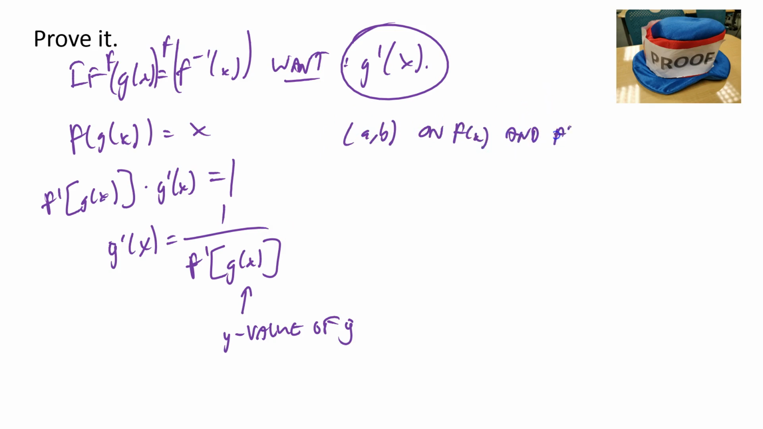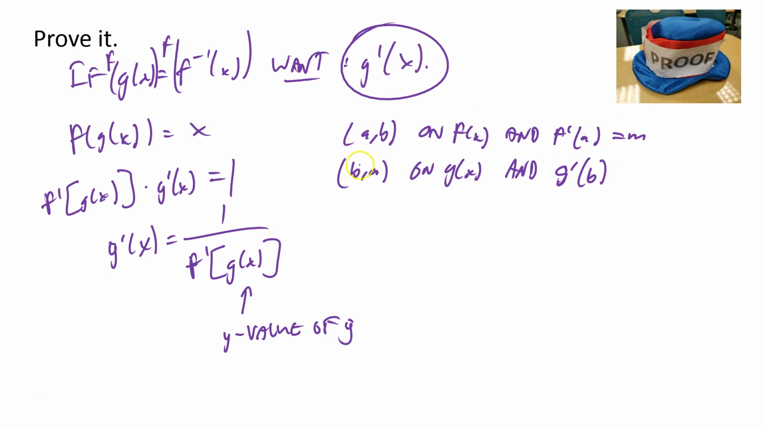So what this tells me is if (a, b) is on f of x, and f prime of a, let's say, is equal to m. So if (a, b) is on f of x and the derivative at a is equal to m, that means that (b, a) is on g of x, which is our inverse function. And I can't say anything about g prime of a, but I can say something about g prime of b.